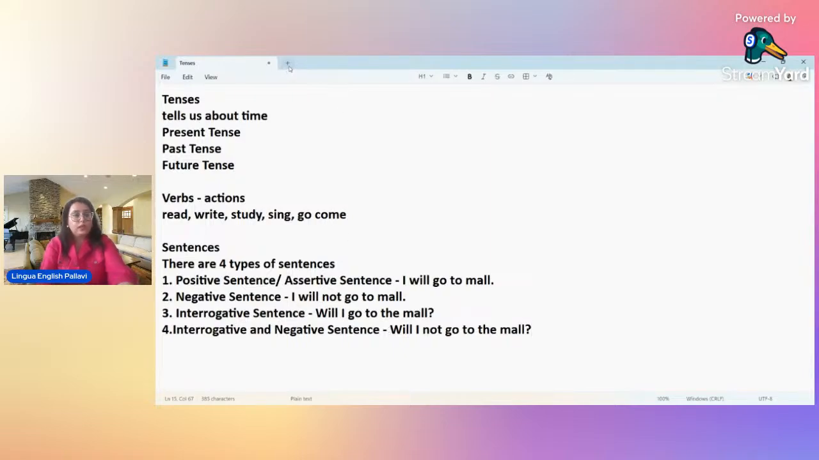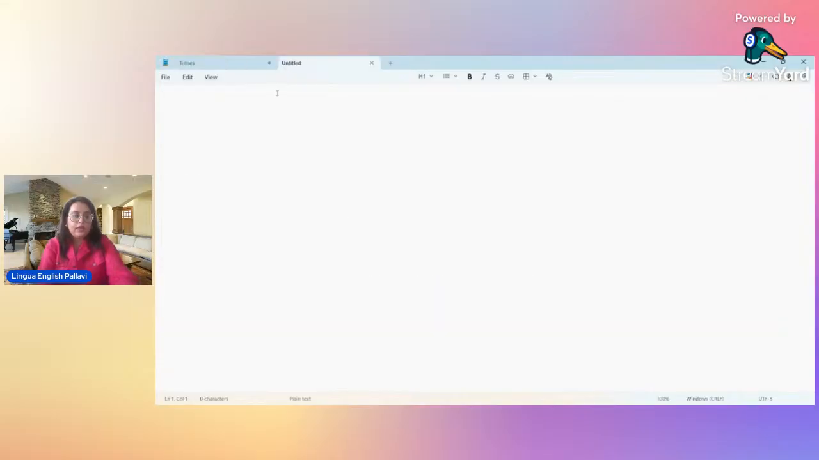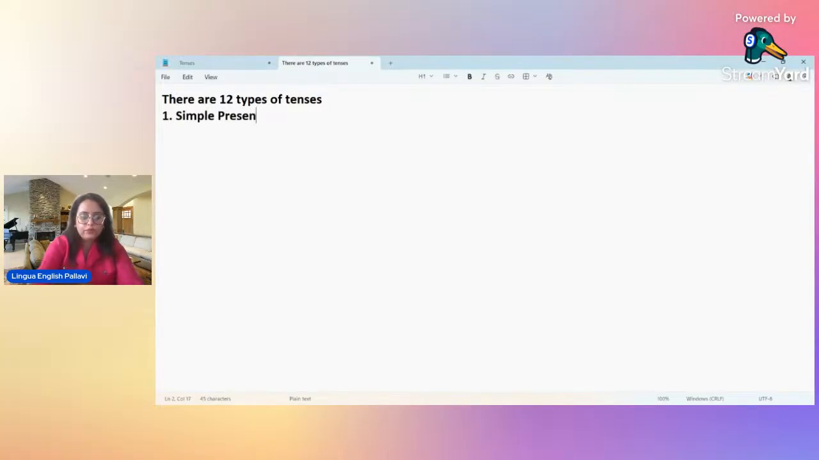If you want, you all can take the screenshot before I proceed further. Okay, now let's move to the next page. There are 12 types of tenses. How many types of tenses are there in total? 12. So let us begin with the first. First one, it is simple present. Also, we call it present indefinite. Simple present and present indefinite both mean the same.